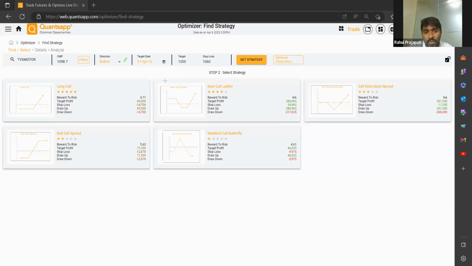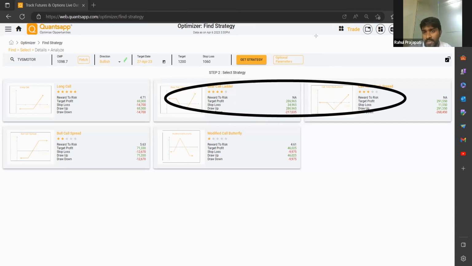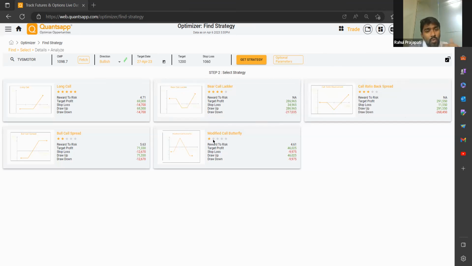So I'm not going to go with these two strategies. These two are straight away rejected. I'll go with a limited risk strategy. If I select bull call spread, you can see it's giving me a 5:1 risk reward, which is my profit will be 71,000 if 1200 is reached by TVS Motor by expiry. And if that goes totally against me, I'll lose only 12,000.